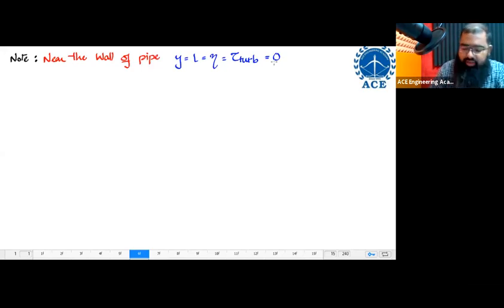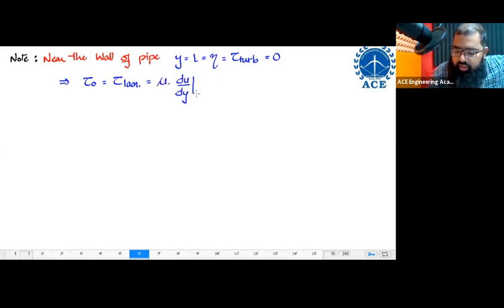If these things are equal to 0, this implies tau naught. Tau naught means which shear stress? Wall shear stress. The value of tau naught has to be equal to only one shear stress. Which shear stress is it? It is supposed to be equal to your laminar shear stress. Or you can say it is equal to mu into du upon dy at y equal to 0. This is what you're supposed to have.